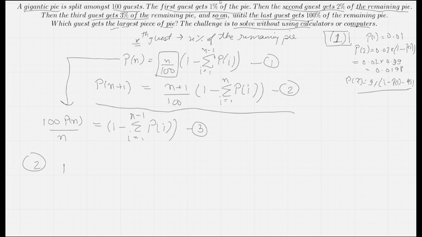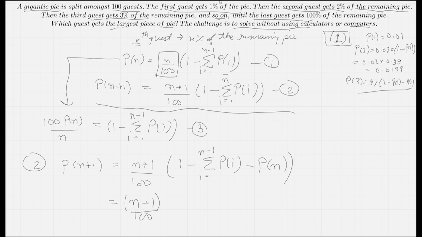Let's try breaking it. P of n plus 1 equals (n plus 1) upon 100 into 1 minus, this sigma can be broken into sigma of i equals 1 to n minus 1 of Pi, and since it was n, we get another minus Pn directly, right? It was a sigma, I just took out the last term, right? So this is equal to (n plus 1) upon 100.